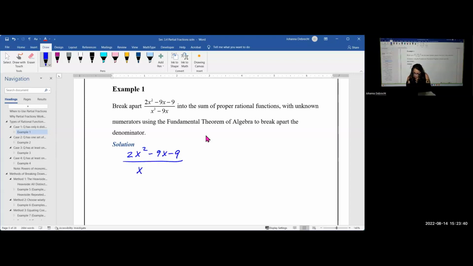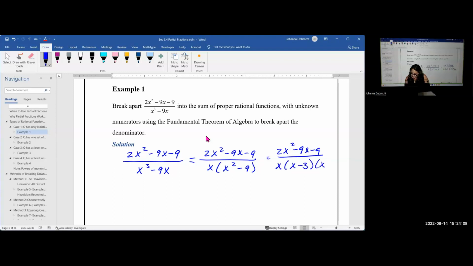We're going to ignore the numerator and focus on the denominator. We want to fully factor the denominator. Leaving the numerator alone, first we take out the common linear factor of x, and then we need to factor the quadratic factor x squared minus 9, which does factor further. So our completely factored denominator is x times (x minus 3) times (x plus 3).